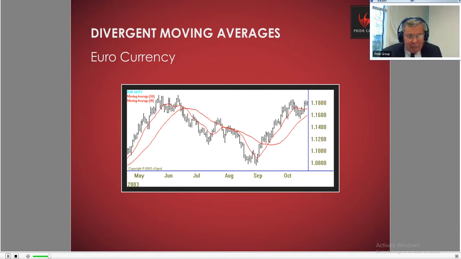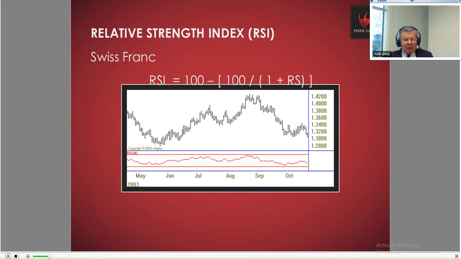Then we have something called stochastics, which simply tells you that as prices increase, closing prices tend to be closer to the upper end of a trading range, a day's range, and as prices decrease, the closing prices tend to be closer to the lower end of the price range. So this is a calculation of that, where it's 100 times C minus L5, where today's close minus the low 5 days ago, divided by the high 5 days ago and the low 5 days ago. And as I said, it produces the chart that we see at the bottom there.